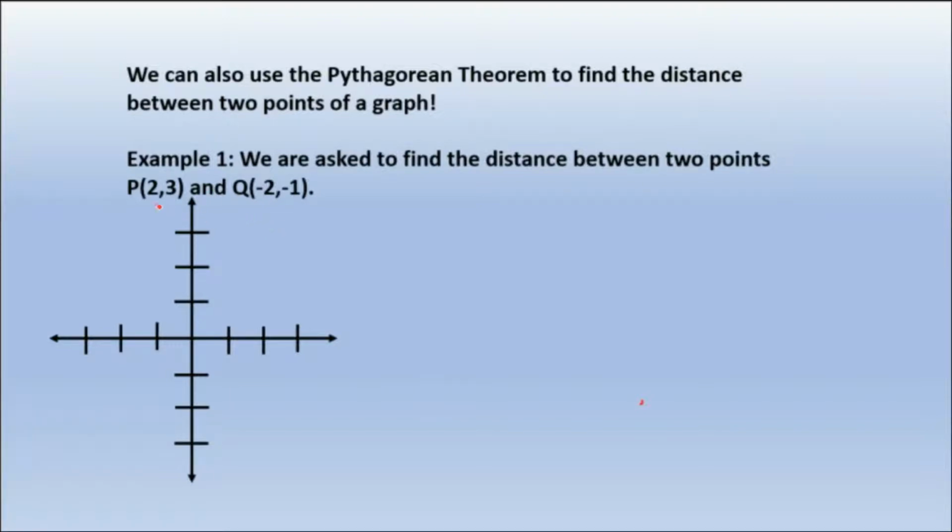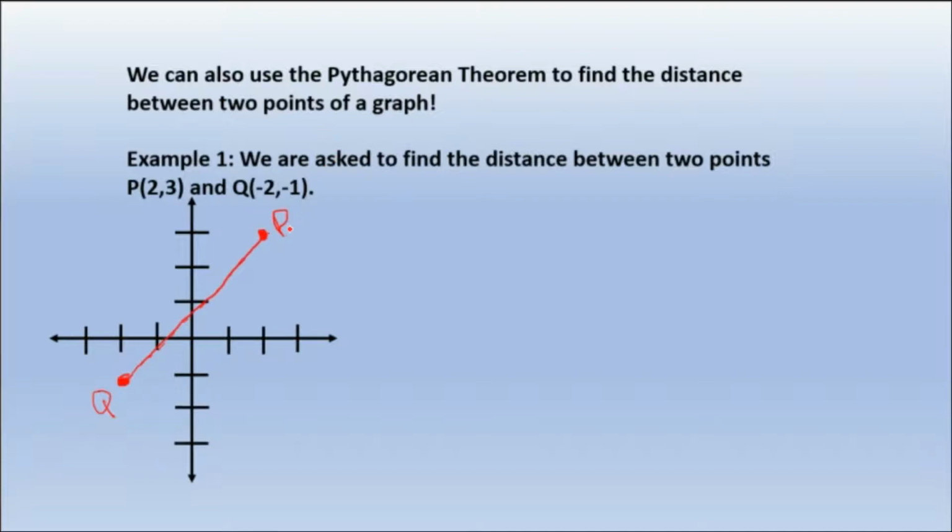We have points P and Q. P is (2, 3). So let's go over 2, then up 3. We'll plot that point right here. Alright, so that is point P. Point Q is over 2 to the left and down 1. Plot that here. This is point Q. And let's connect these. Drawing my best straight line here.